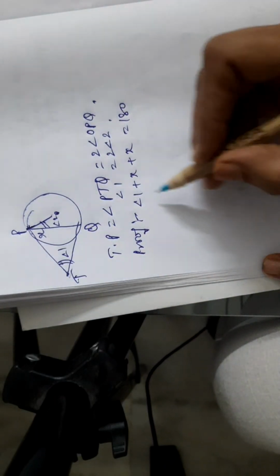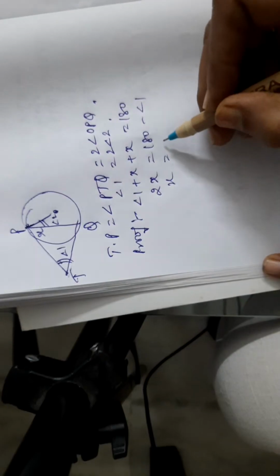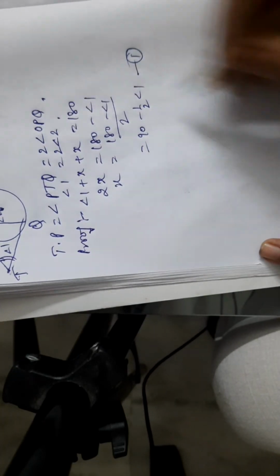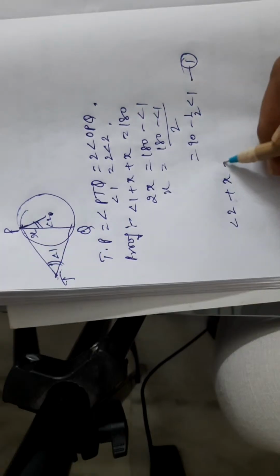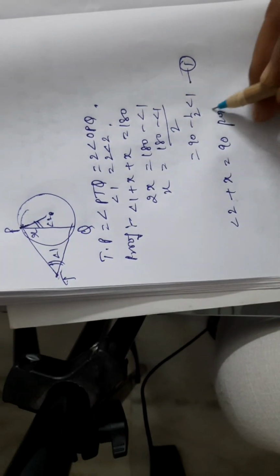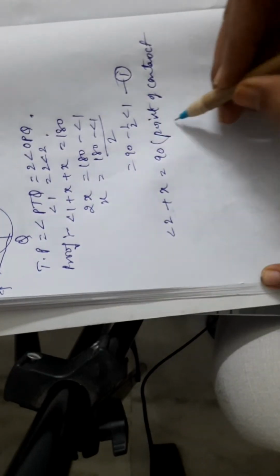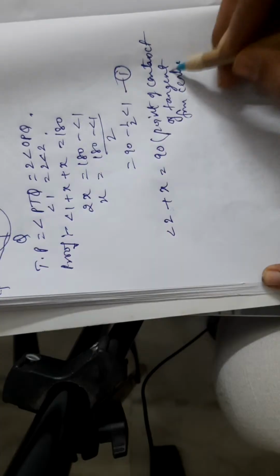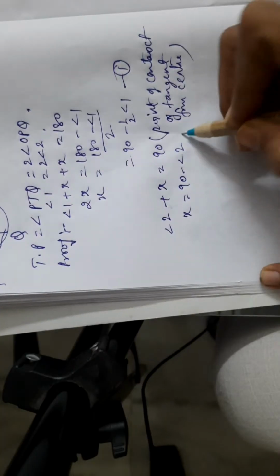Is 180. 2 times of X is 180 minus angle 1. So X is 180 minus angle 1 divided by 2. Thus it is 90 minus half of angle 1. So this we got as first equation. Now coming to the second part, angle 2 plus X is 90, as the tangent at the point of contact is perpendicular to the radius from center. So angle X will be 90 minus angle 2.